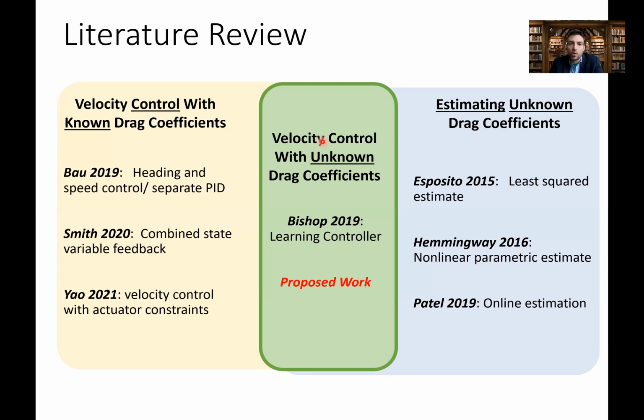The closest related work to mine is a work by my advisor, Professor Bishop, who used a learning control law to accomplish this task. And it's really good, and we're going to build on that. But one shortcoming of that work is they weren't able to show the range of drag coefficients, like how uncertain can you be, plus or minus 10%, plus or minus 20%, before the control law breaks or stops working. So we're going to build upon that by designing something that works in a pretty specific range, and we're going to demonstrate that in a few ways.